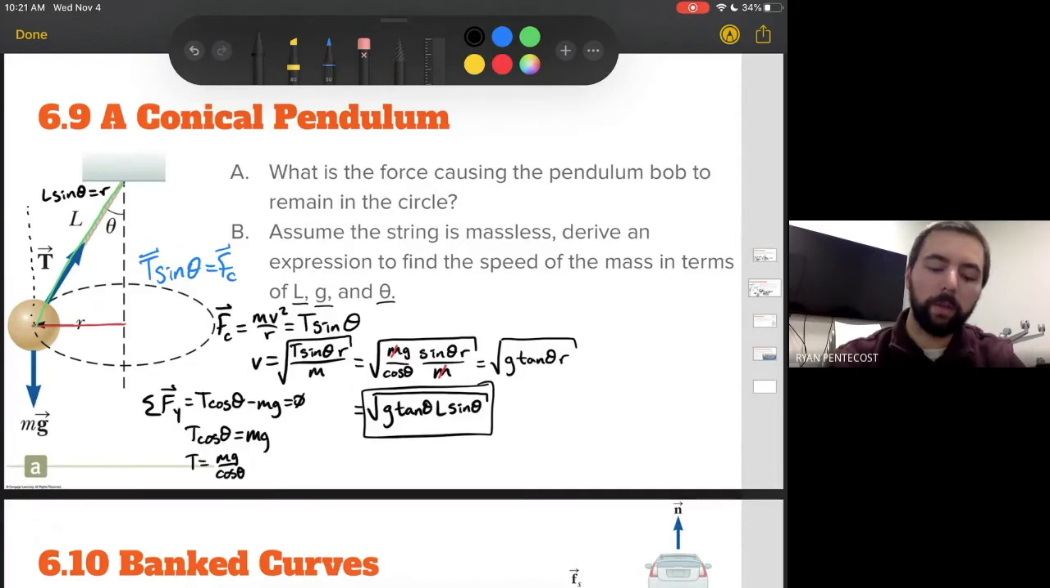You don't want to try to solve for mass. Mass will usually cancel out somewhere in your math. So if you can't use mass, like in this scenario here, where we have T, R, and M, don't try to solve for mass. Mass will usually cancel out when you start solving for other things. So that's how we do that problem.